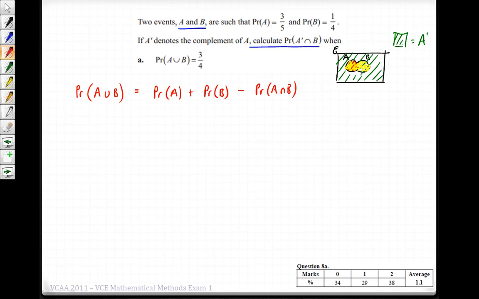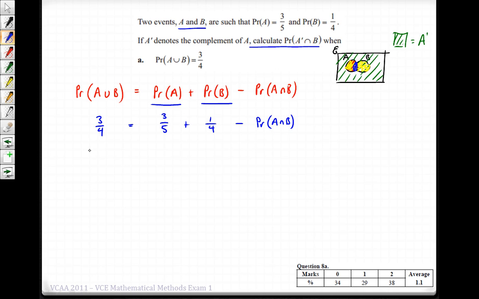Now the reason we have to do that is because this and this have both included that little bit in the middle, the blue bit. So we have to subtract away one set of it so that only one remains. So we have A union B equals 3/4. We have the probability of A is 3/5, and we have the probability of B as being 1/4. And now we should be able to find A intersecting B.